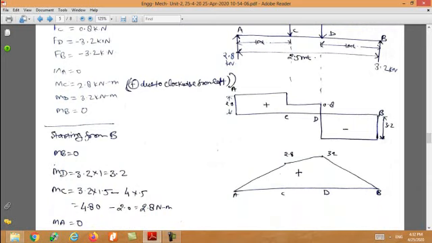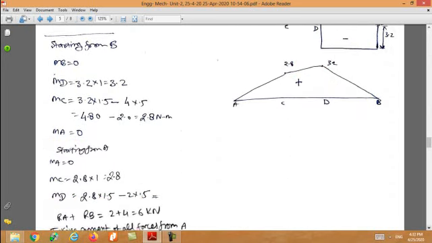So you can see this value at 3.2, it is maximum. 3.2 kilonewton meter is maximum where shear force changes sign. Okay.